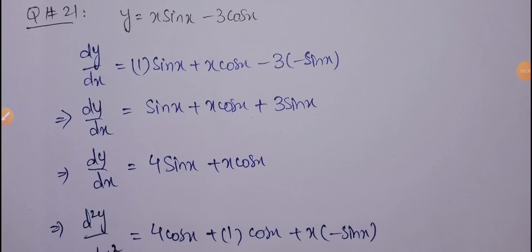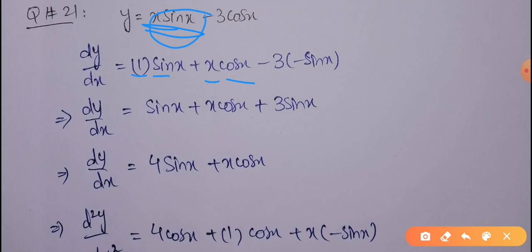y is equal to x sin x minus 3 cos x. So the first derivative is simply, we have to apply the product rule over here. The derivative of x is 1, sin x as it is, plus x as it is, derivative of sin x, which is cos x, minus 3 as it is, being a constant coefficient, and the derivative of cos x is minus sin x. On simplifying we get sin x plus x cos x plus 3 sin x. So 3 plus 1 is 4, so 4 sin x plus x cos x.